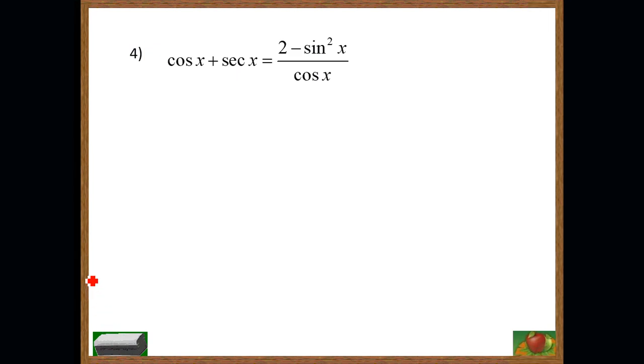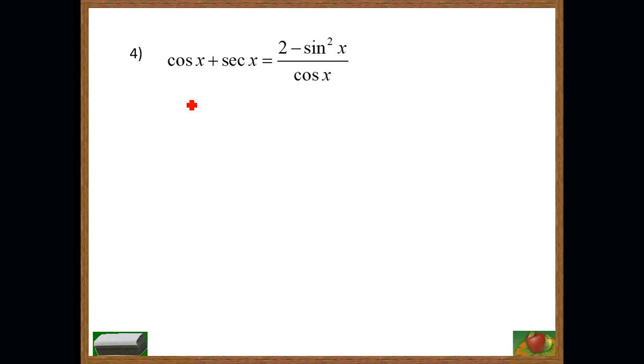Which side looks a little bit more complicated? I feel like I'm going to go over here because this actually has two terms, so I might need to make some common denominators or something. I feel pretty good about that. I'm going to go over here. Yes, this side does look more complex, but I feel more comfortable working the left side on this one.